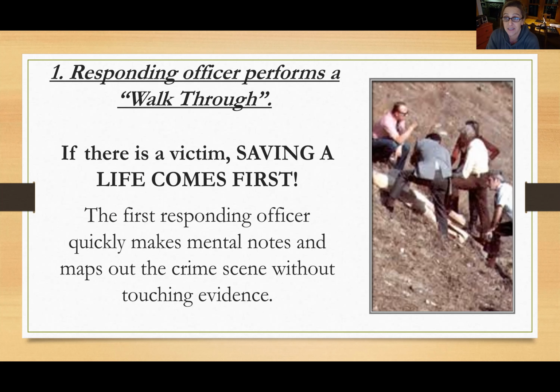If there is a victim, saving a life comes before preserving any kind of evidence. So the first responding officer quickly makes mental notes and maps out the crime scene without touching anything. They get to that crime scene, they quickly look around. If they see that there is a victim, they will quickly run to the victim and assess whether or not they can save the life. If they can, they don't worry about disturbing the evidence.